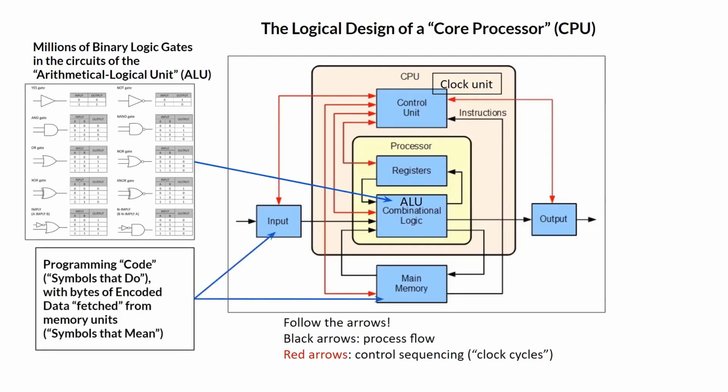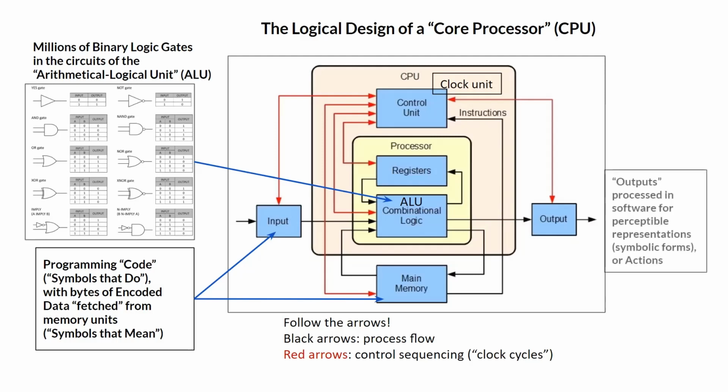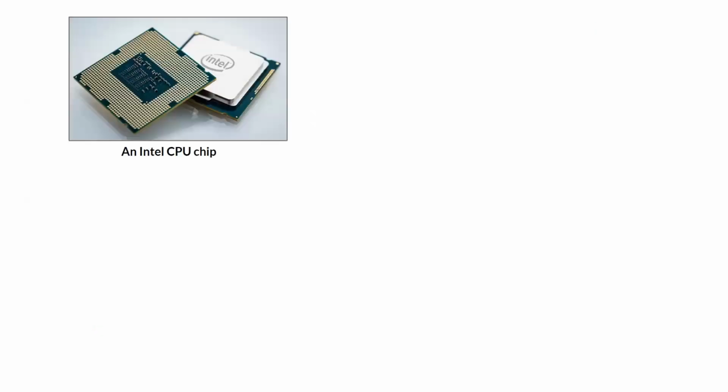So at the input side, the programming code, the symbols that do, also include bytes of encoded data that are fetched from the memory units for each sequence of the process. And the outputs get transferred to the software levels and the user-facing levels that we see, or they can trigger actions in other things.